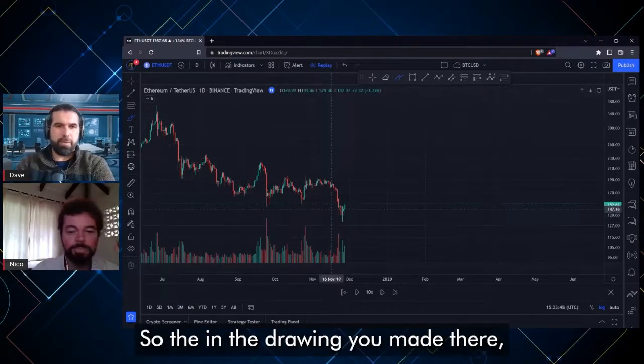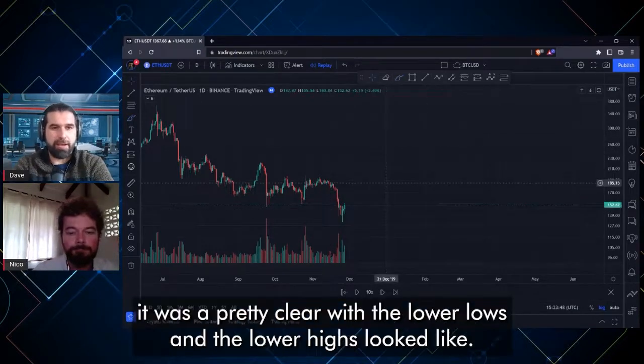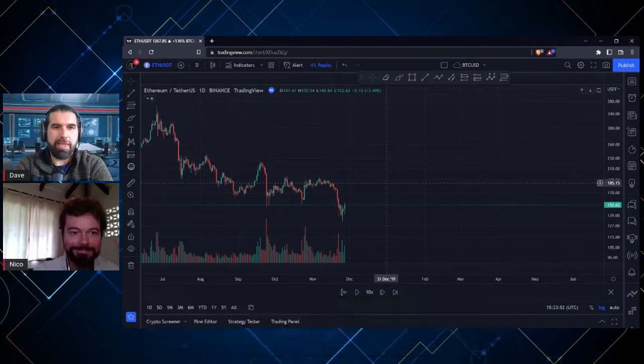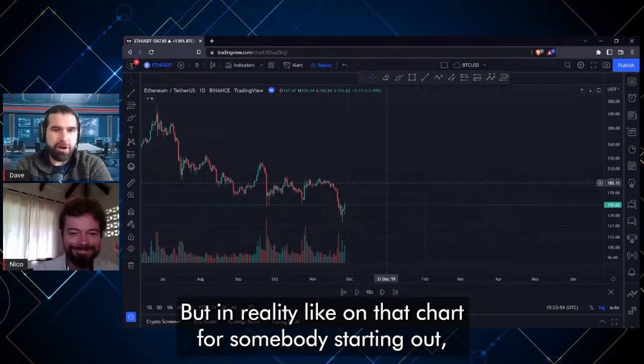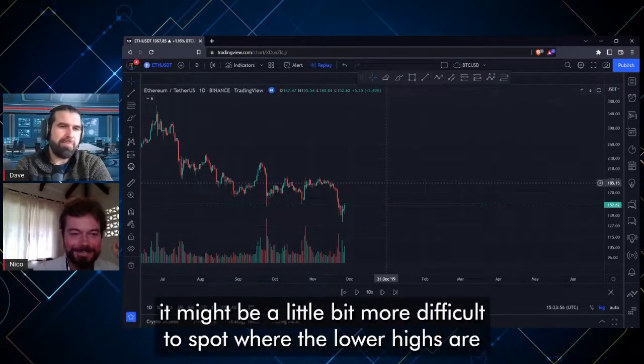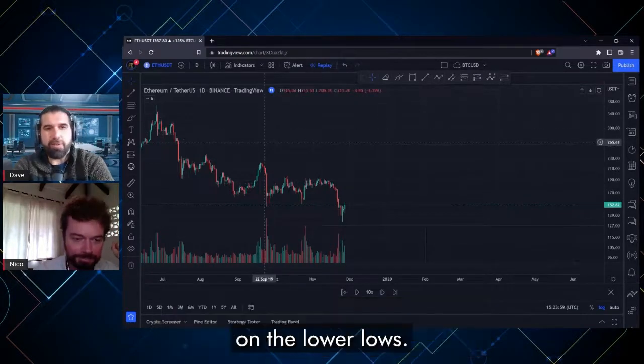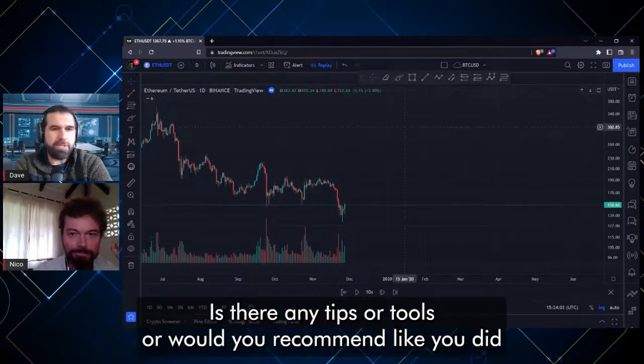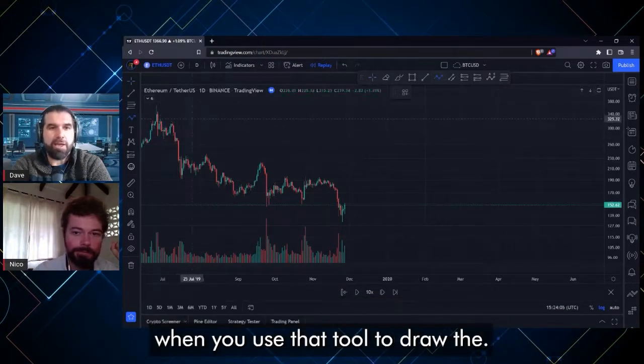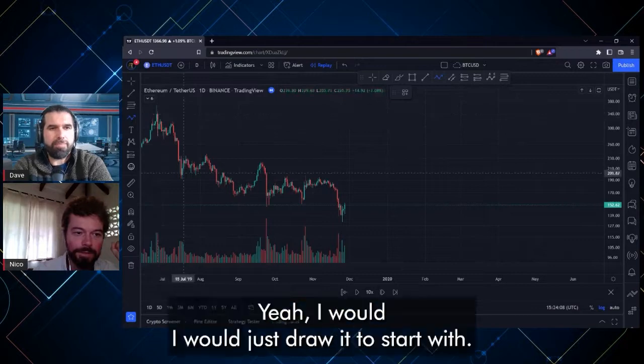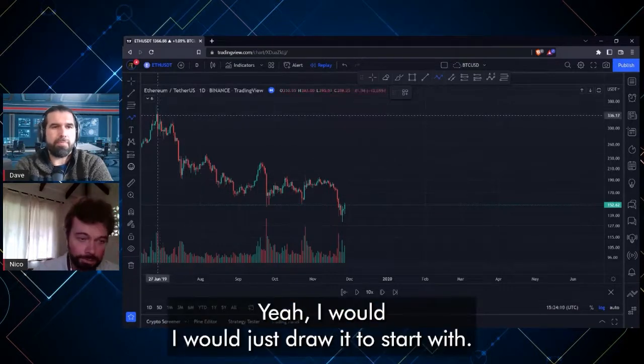So in the drawing you made there, it was pretty clear what the lower lows and the lower highs looked like. But in reality, on that chart, for somebody starting out, it might be a little more difficult to spot where the lower highs and the lower lows are. Are there any tips or tools you would recommend, like the one you used to draw? Yeah, I would just draw it to start with.